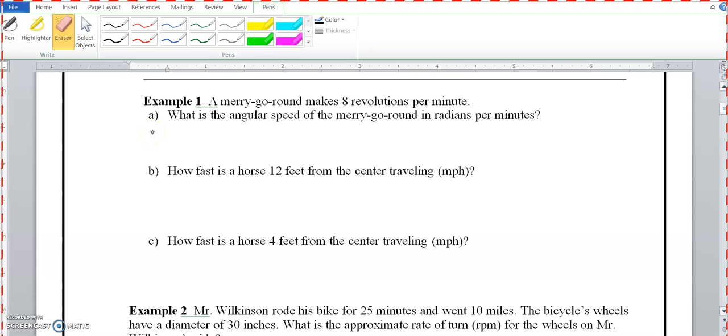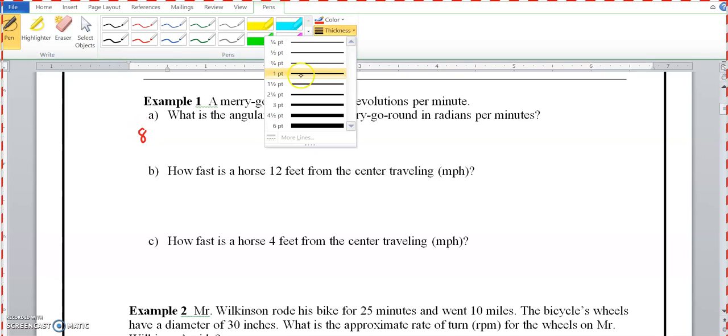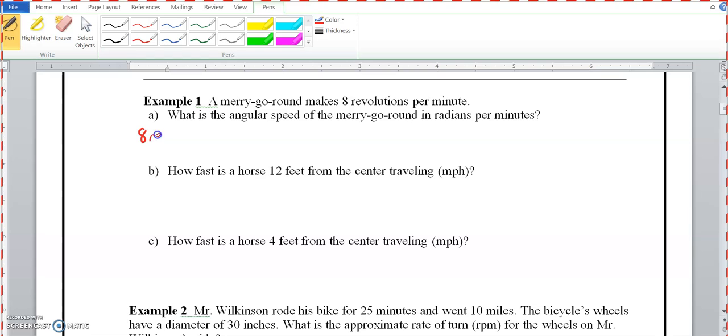So in all of these, what we end up doing is we write out our known: 8 revolutions in a minute. We need to convert it using some factor so that we get radians per minute. So we want to leave minutes alone. We're not going to convert minutes to seconds or hours.